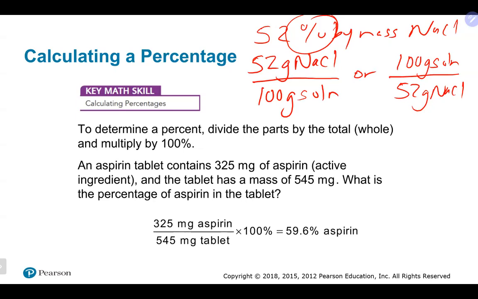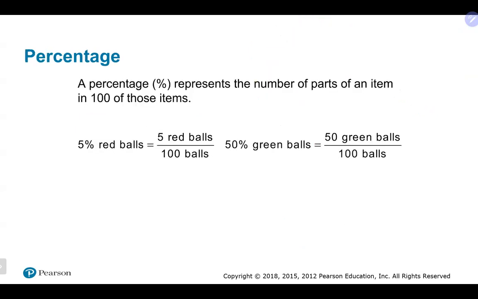If we want to calculate a percentage like here, 325 milligrams out of 545 is 59.6% aspirin in that case. So you basically divide and then multiply by 100 to calculate a percentage if you needed it. If I had 5 red balls out of 100 balls, that means I have 5% red balls. And here, if I have 50 green balls out of 100, I have 50% green balls. Again, 50 divided by 100 and times 100% will give me my 50%.